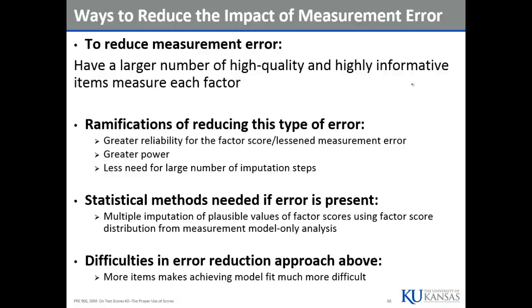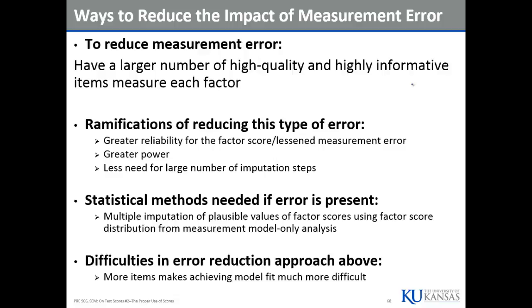What do you need to do if the error is present, though? If you have measurement error, you need some type of method that does multiple imputation or simultaneous analysis to control for it. The simultaneous analysis partitions measurement error. That's where the unique variances showed up. And in item response theory, if you change the distribution a little bit, it's hard to see where the error is, but it's still partitioned.